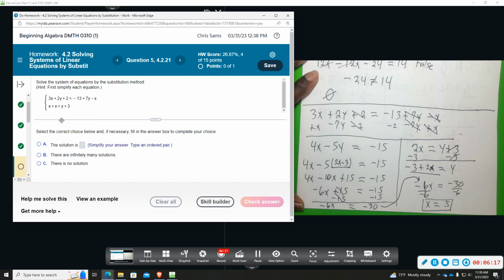So now that I have my x value, I'm going to plug that positive 5 into this equation and solve for y. Y equals 2x minus 3. Plug in a 5. Y equals 2 times 5 minus 3. Y equals 10 minus 3. Y equals 7. So I got the ordered pair (5, 7).